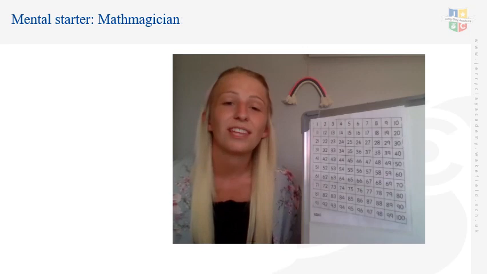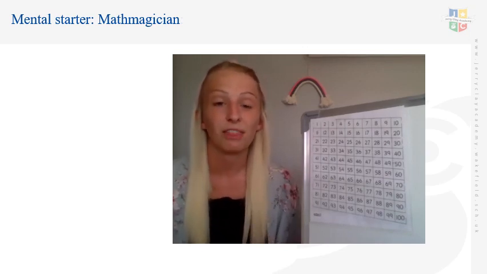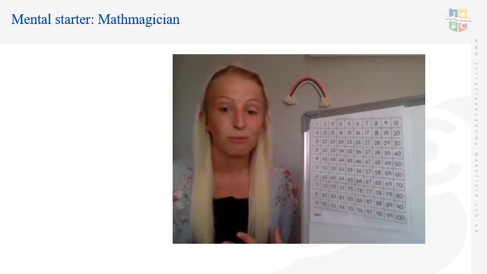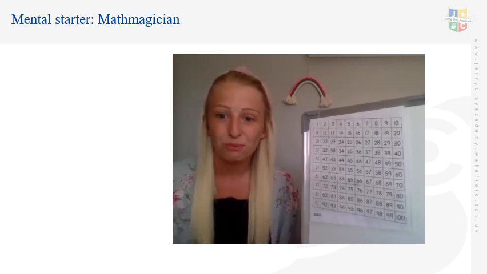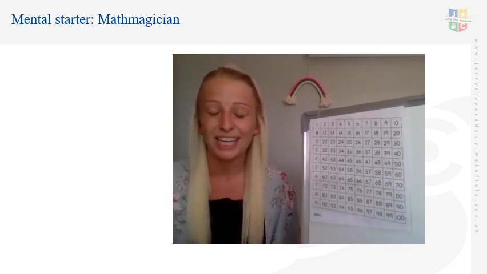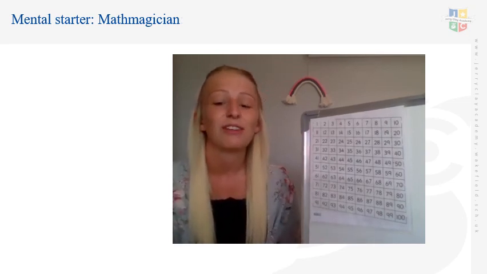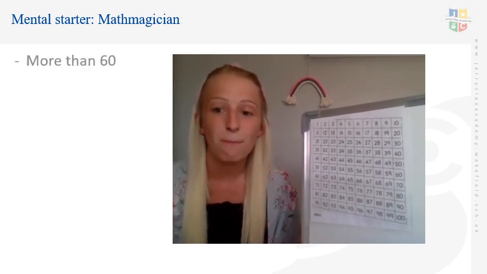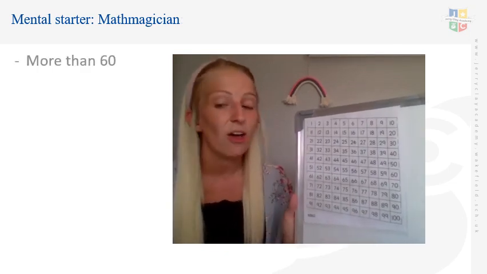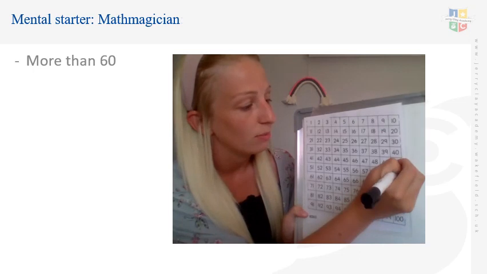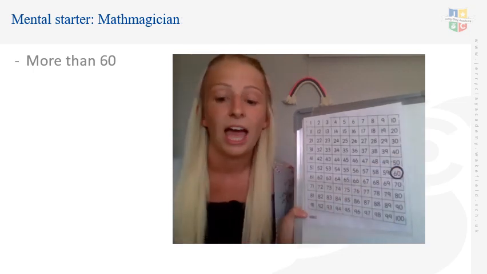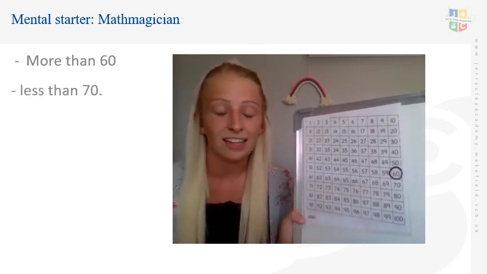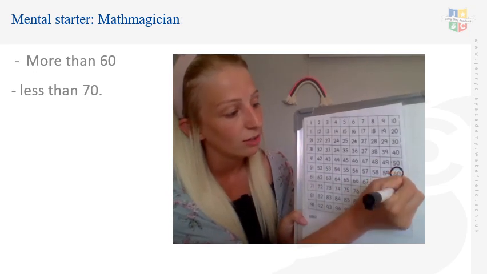For our mental maths data today, we're going to carry on with our Mathmagician skills and guess my number based on the clues provided. Let's see if you can guess my number today. The first clue is my number is more than 60. So on my 100 square, I'm going to circle the number 60. The next clue is it is less than 70. So I can circle that number too.